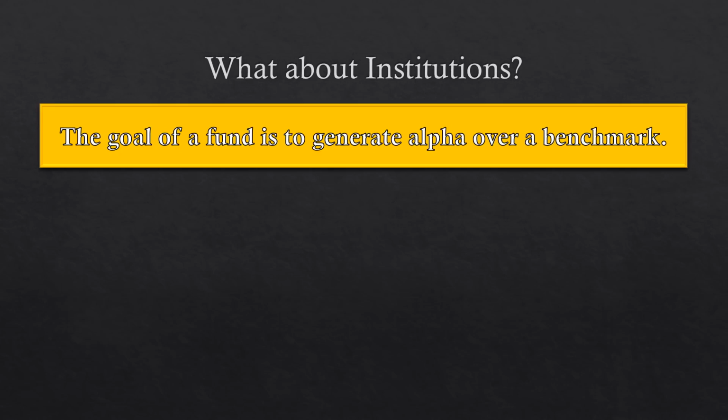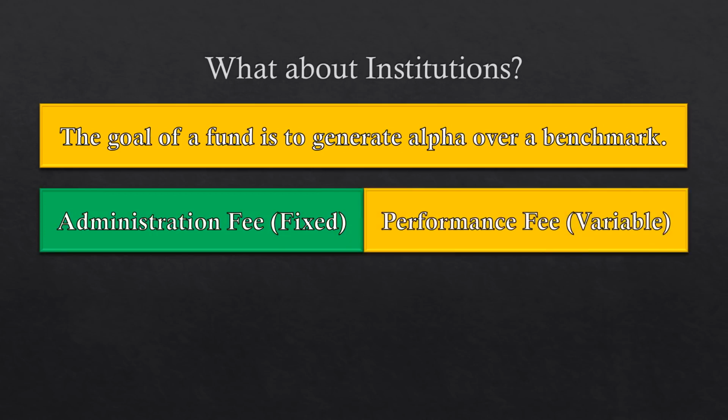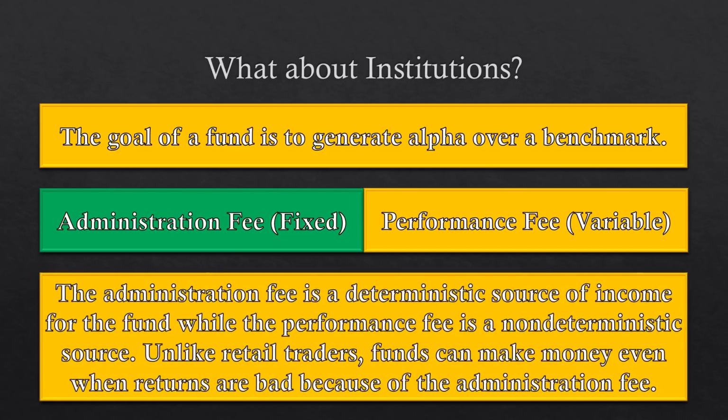The fund makes money in two main ways. They charge an administration fee, which is fixed, and a performance fee, which is variable. The administration fee is charged regardless of the fund's performance, so it's a deterministic source of income for the fund. The performance fee is charged when the fund can in fact generate alpha over the benchmark, so it's a non-deterministic source of income for the fund. Unlike retail traders, institutions can make money even with bad returns because of the administration fee. Retail traders cannot charge administration fees because they trade their own money, so they lack the deterministic source of income that institutions have.